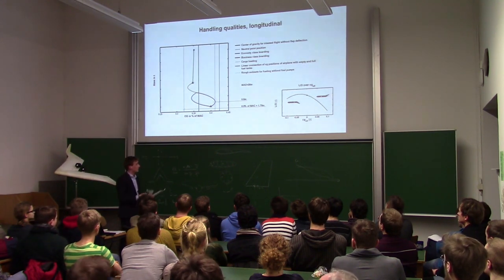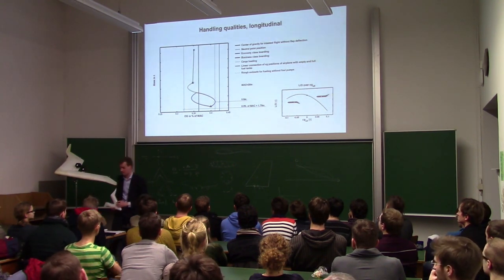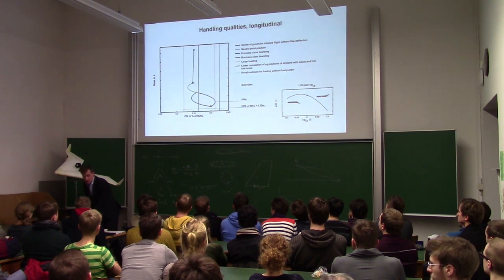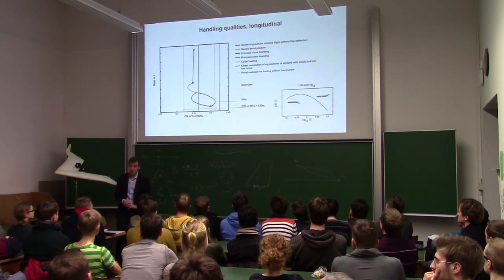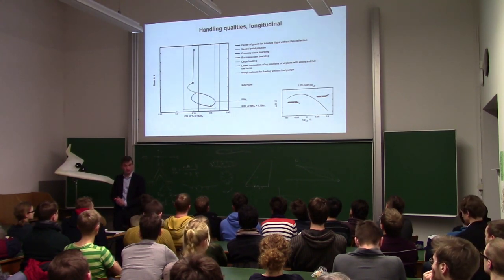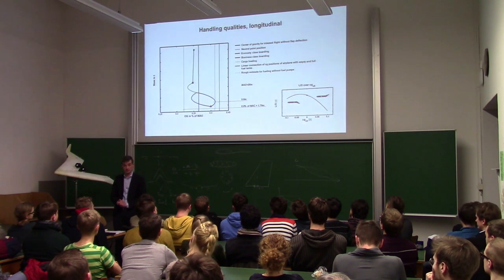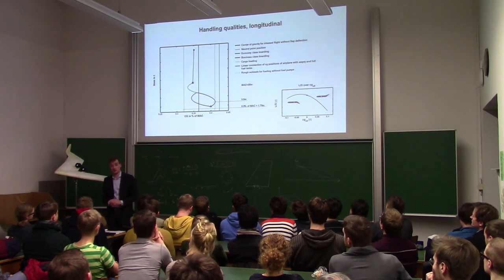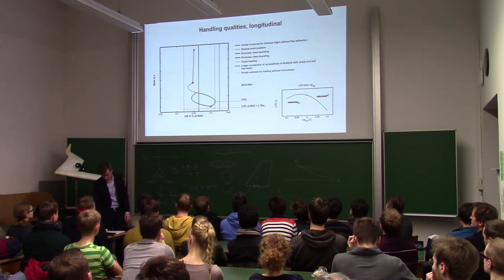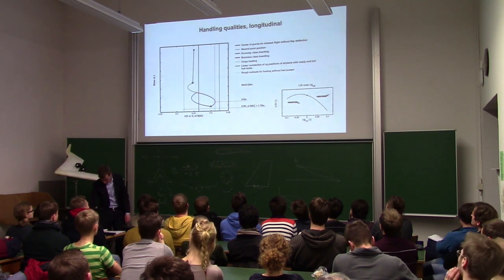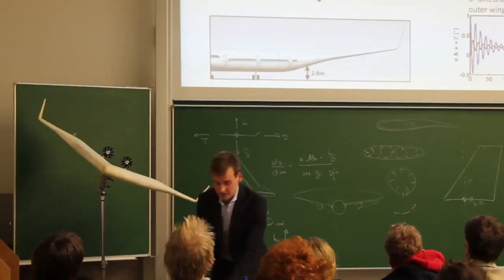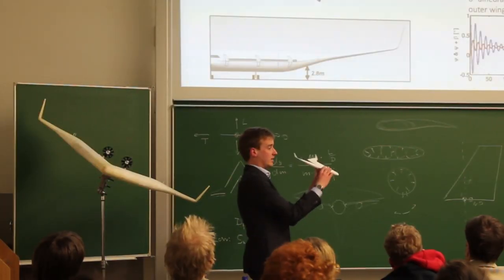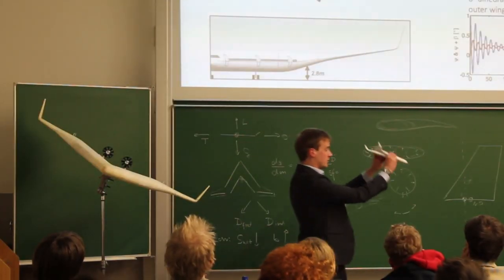So you can see how the lift to drag ratio drops, but I erased the numbers here. It did not drop underneath the highest number, the cruise flight number of the A350. So even for other positions, it did not drop underneath that value. All right, so those were the handling qualities in that direction.